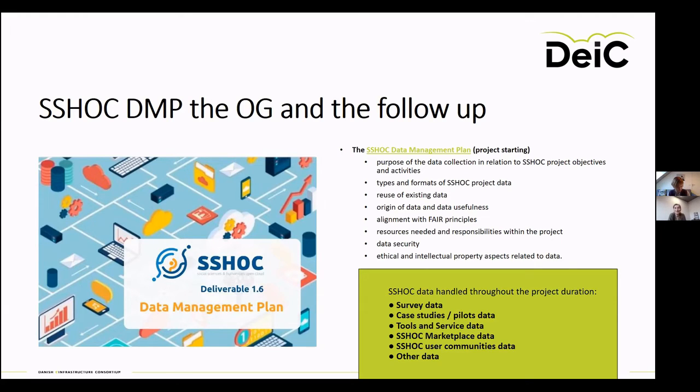What was in this, I call it the OG data management plan, a very classic data management plan, explaining the purpose of the data collection in relation to the project. Types and formats of the project data, reuse of existing data within the project, origin of the data and data usefulness, alignment with the FAIR principles, resources needed and responsibilities within the project. And additionally, I also have sections on data security and ethical and intellectual property aspects related to the data.